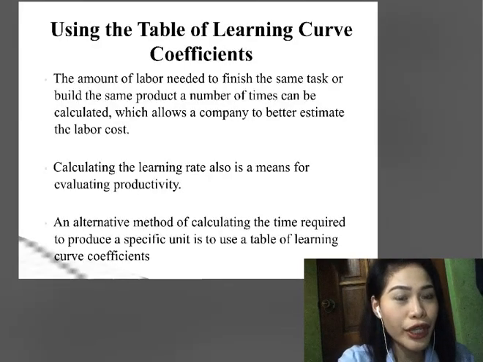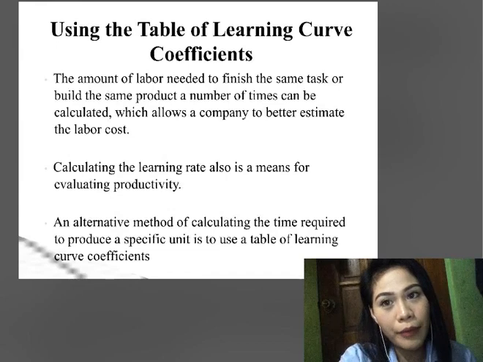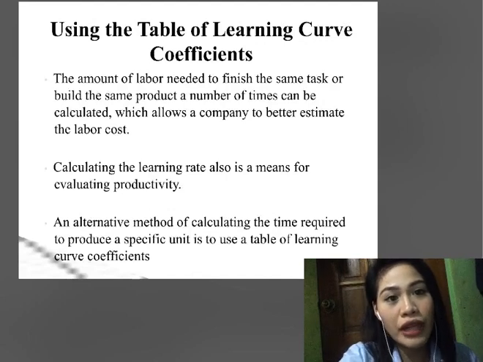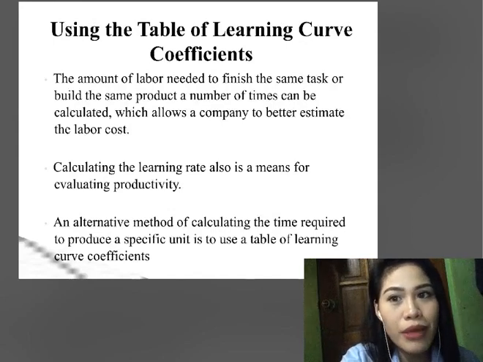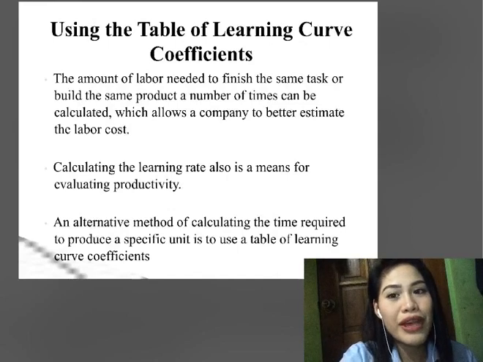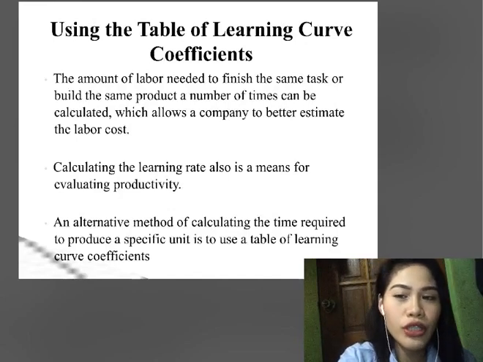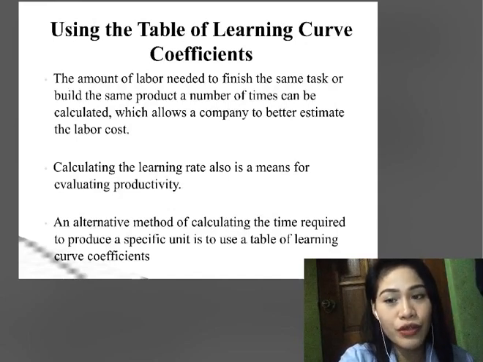Using the table of learning curve coefficients, understanding the learning curve is important, and the amount of labor needed to finish the same task or build the same product a number of times can be calculated, which allows a company to better estimate the labor cost. The company can also better schedule its workload, since it knows how much labor is needed to complete the task a specific number of times.